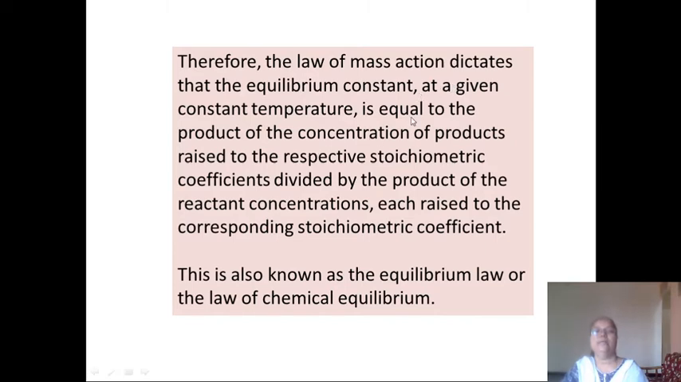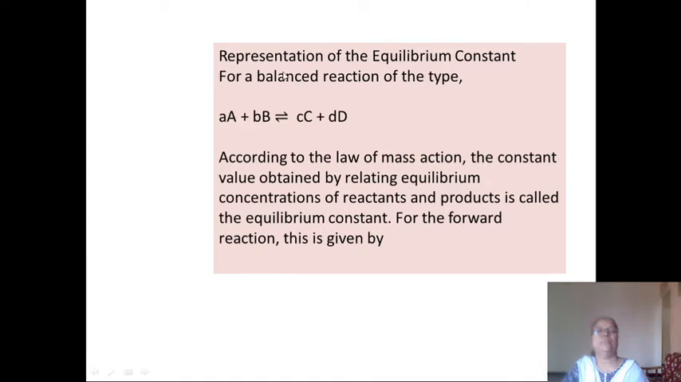Therefore, the law of mass action dictates that the equilibrium constant at a given temperature is equal to the product of concentrations of products raised to the respective stoichiometric coefficients divided by the product of reactant concentrations, each raised to the corresponding stoichiometric coefficient, and this is also known as the equilibrium law or the law of chemical equilibrium. According to the law of mass action, the constant value obtained by relating equilibrium concentrations of reactants and products is called the equilibrium constant.